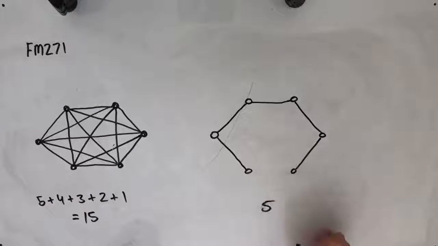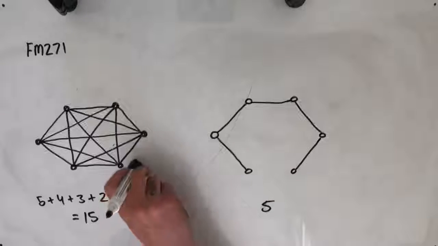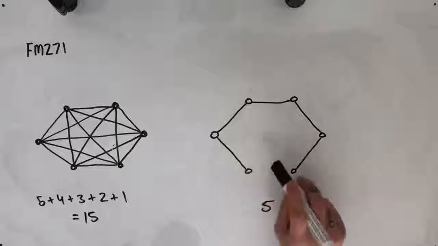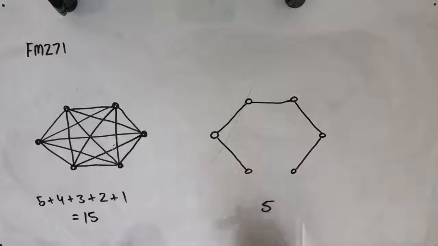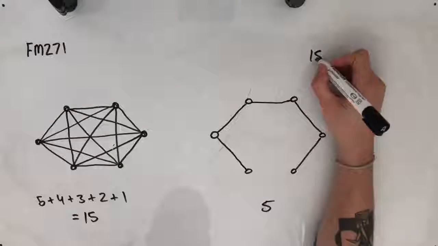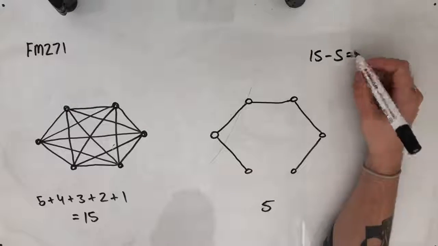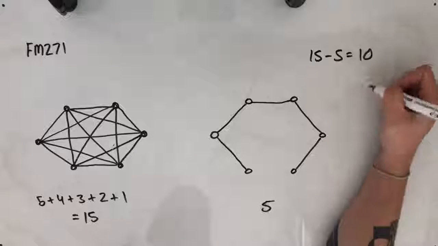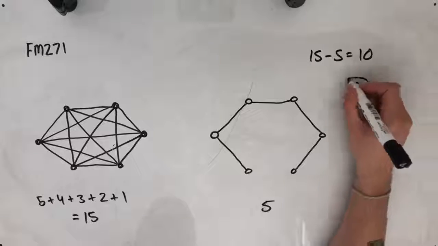So in order to get from our complete graph to the minimum number of edges, it's going to be the difference between 15 and 5, which you guys may be able to do in your heads, but if not, grab a calculator. 15 minus 5 should equal 10, which is option C.